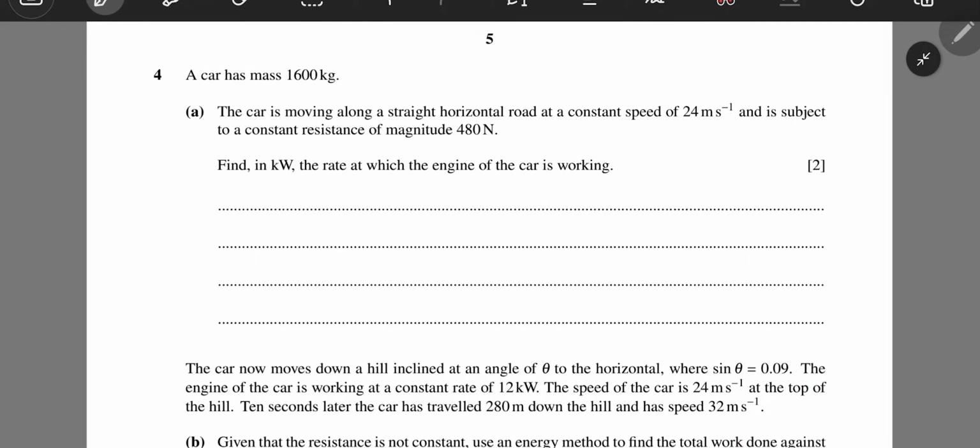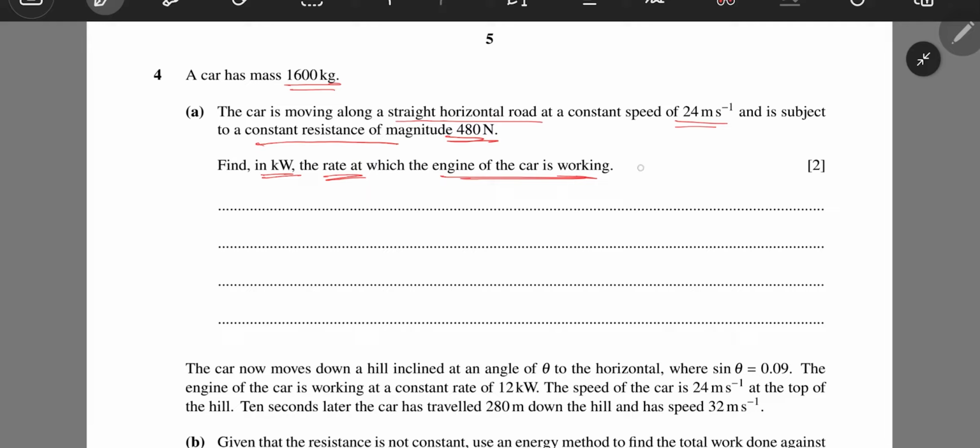This is question 4. A car has mass 1600 kg. The car is moving along a straight horizontal road at a constant speed of 24 meters per second and is subject to a constant resistance of magnitude 480 newtons. Find in kilowatts the rate at which the engine of the car is working.